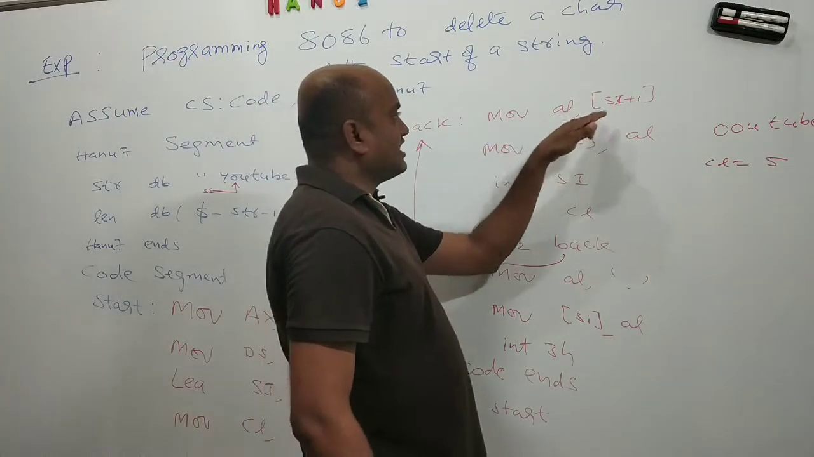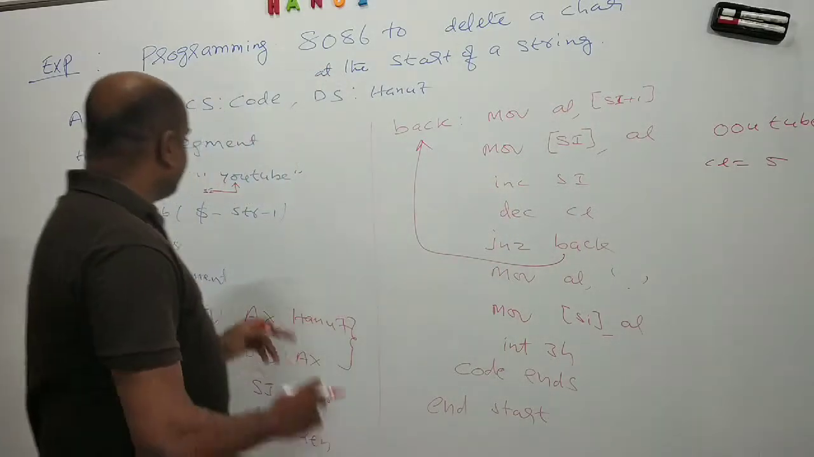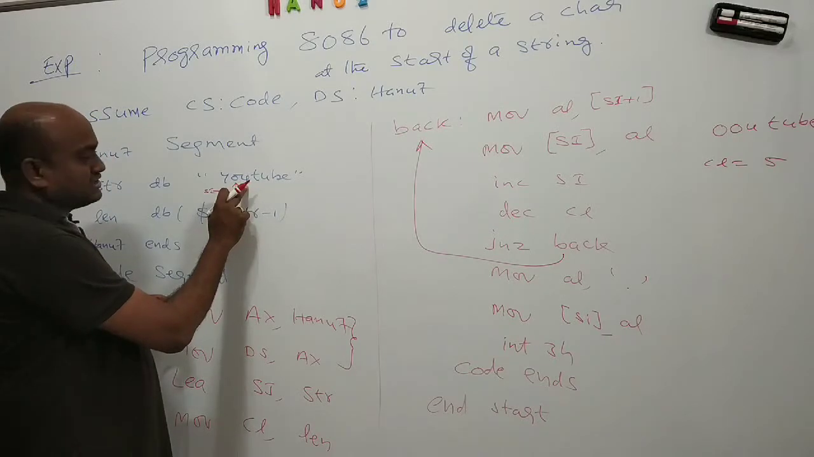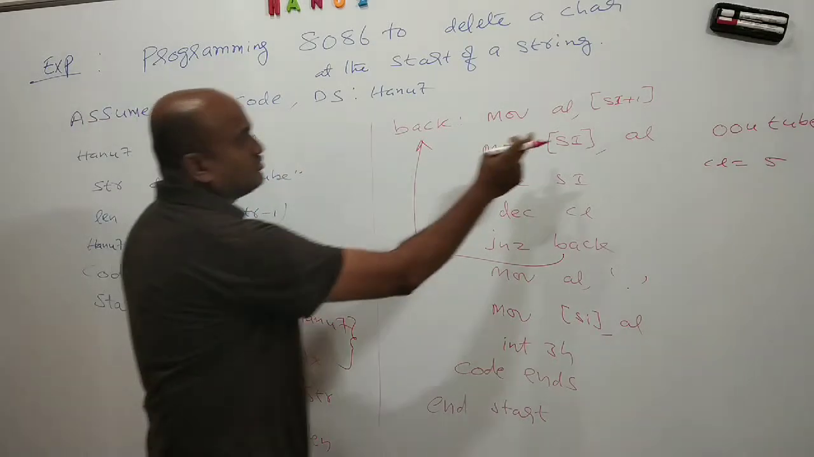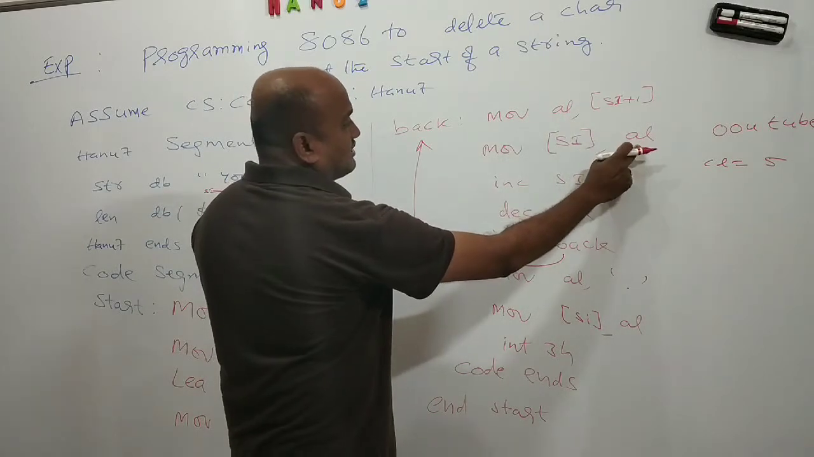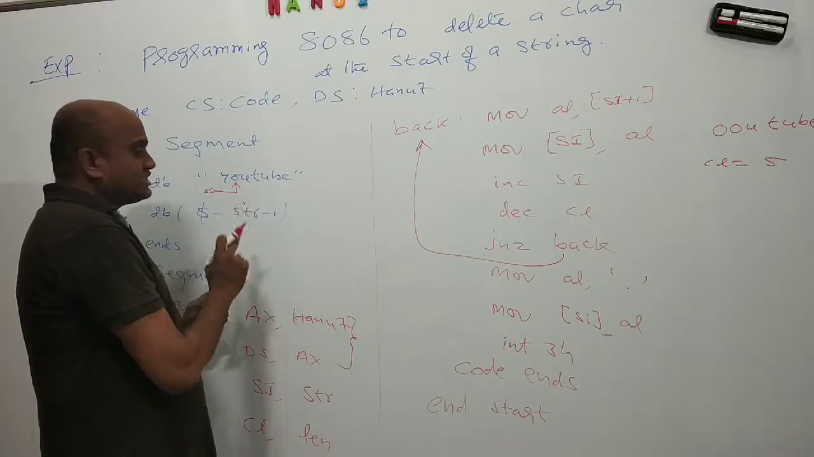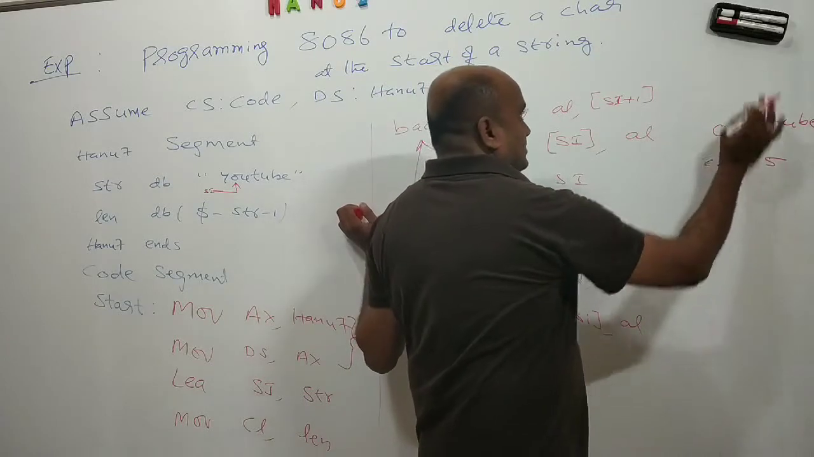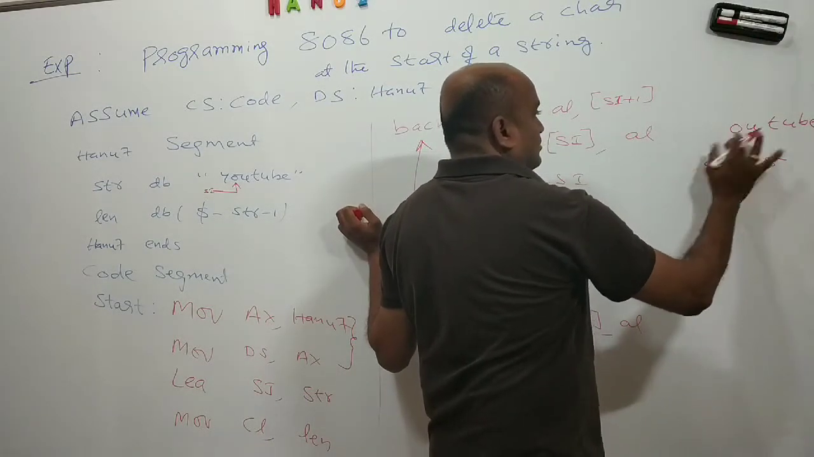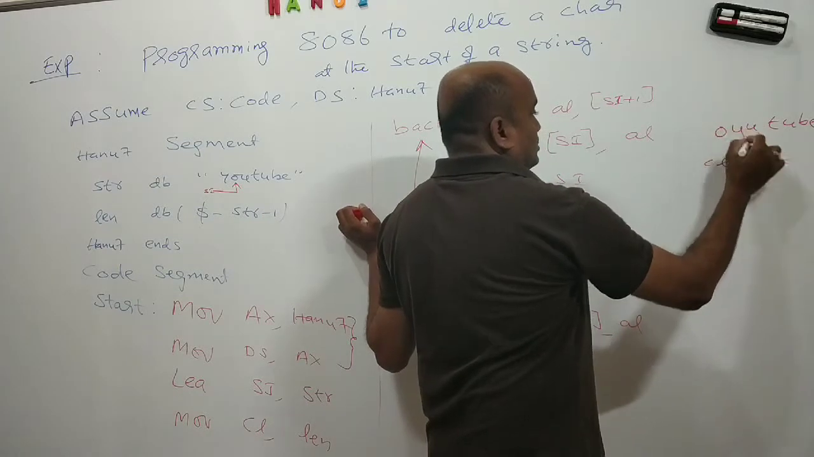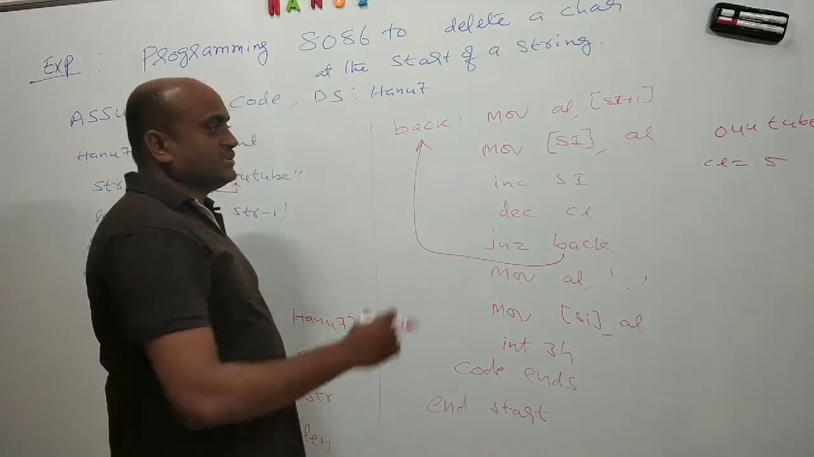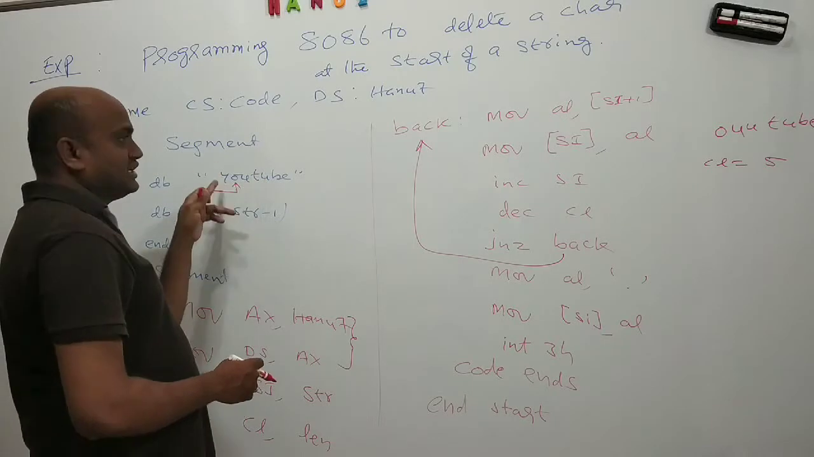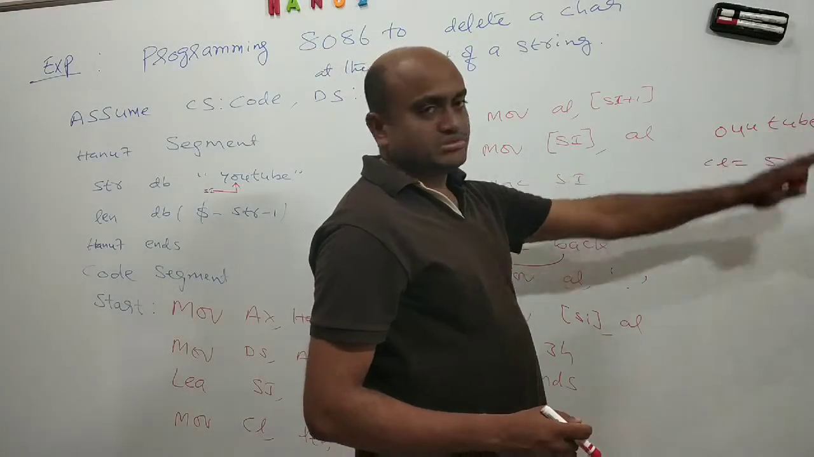Again I will do what? Move AL comma content of SI plus 1. What is SI now? SI is pointing to the second memory location. SI plus 1 will be third memory location. Content of the third memory location is U. That U will get copied into AL, and from AL that U will get copied into the SI location where SI is pointing. SI is pointing to second memory location now. So this time it will become O U U T U B. That means the third character is getting copied into the second location.